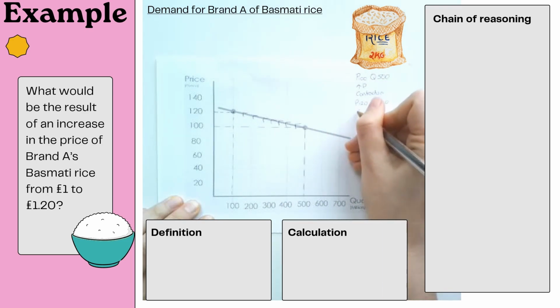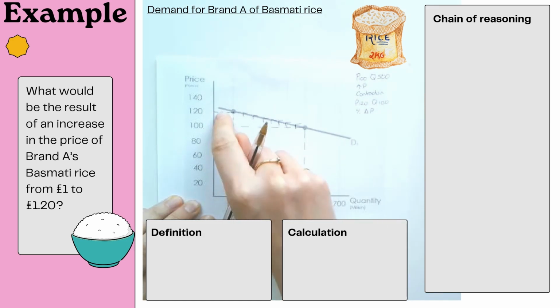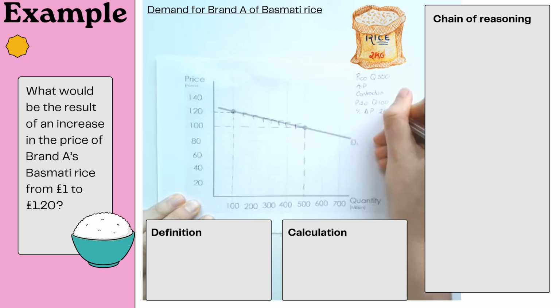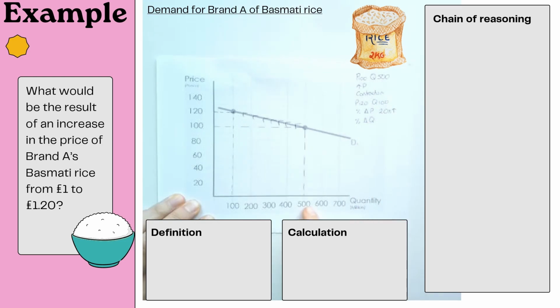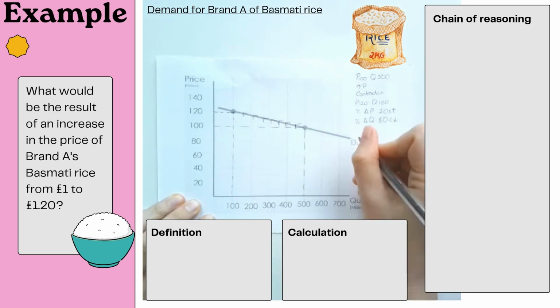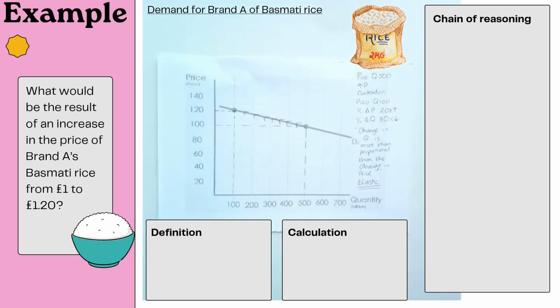So this lesson is all about proportionality. So we're thinking about the percentage change in price. That has been an increase in price of 20%. And thinking about proportionality in terms of quantity, that's been a decrease of 500 down to 100. So that's an 80% decrease in quantity demanded. And so what we can say is the change in quantity is more than proportional than the change in price, which happens to be the definition of elasticity.